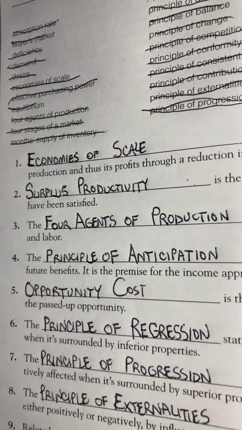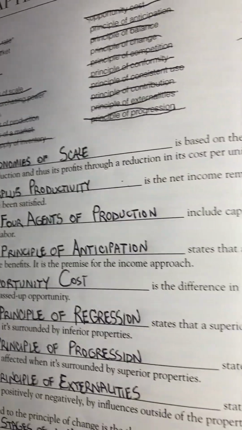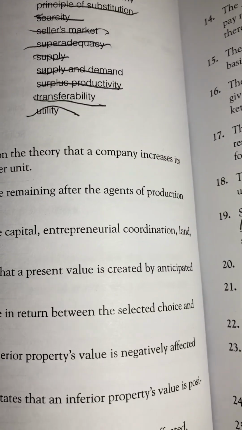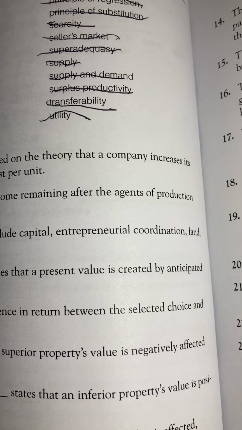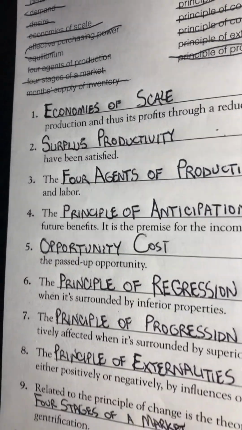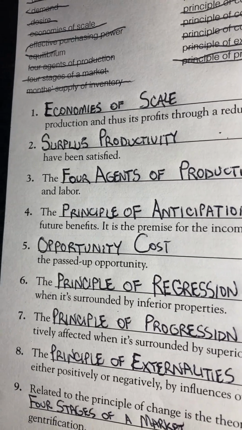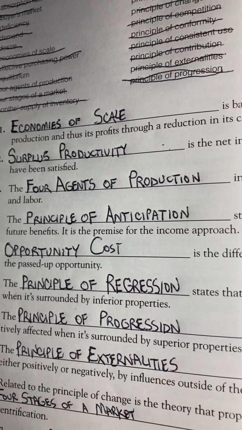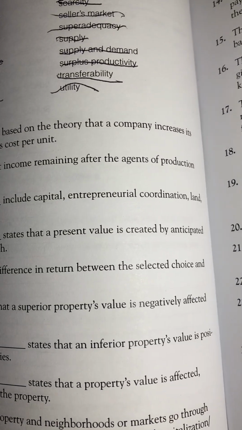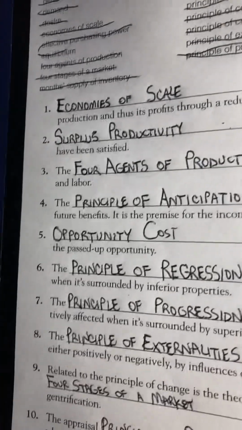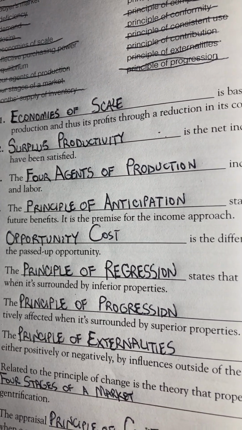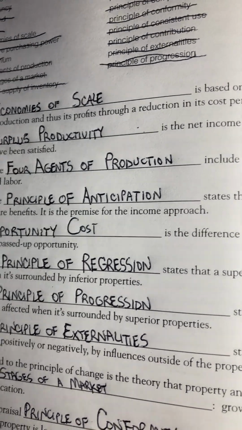Number 3. The 4 agents of production include capital, entrepreneurial coordination, land, and labor. Number 4. The principle of anticipation states that a present value is created by anticipated future benefits. It is the premise for the income approach.